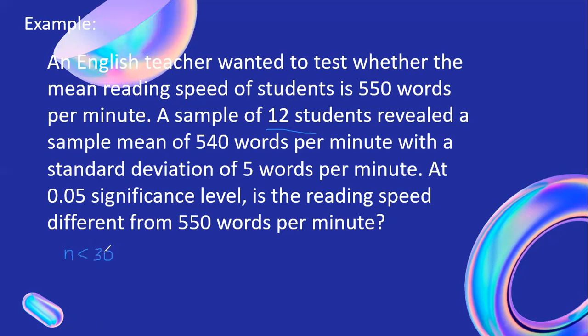Let's see what else is given. It revealed a sample mean and a standard deviation. So that standard deviation comes from the sample, which is 5. So what will be the test to be used? We need to use the t-test. Is that clear? Okay, I hope you were able to absorb what I'm discussing.